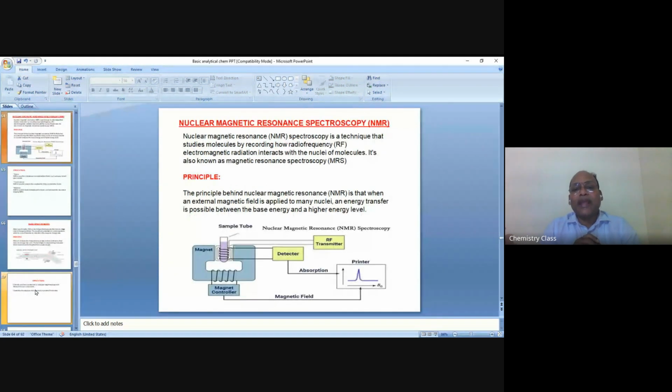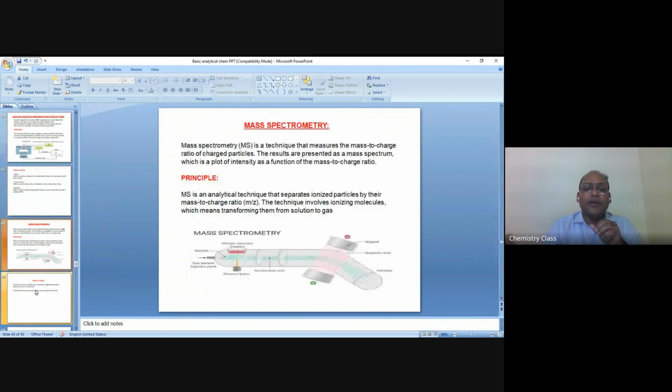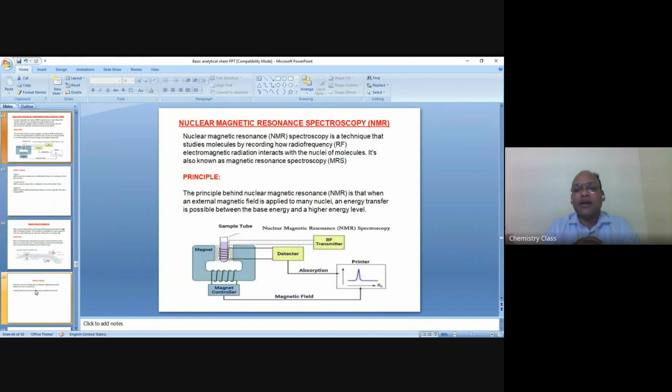Next, nuclear magnetic resonance spectroscopy, NMR. NMR is used in the medical segment, and medical companies usually use NMR spectroscopy. Nuclear magnetic resonance spectroscopy is a technique that studies molecules by recording how radio frequency electromagnetic radiation interacts with the nuclei of the molecules.